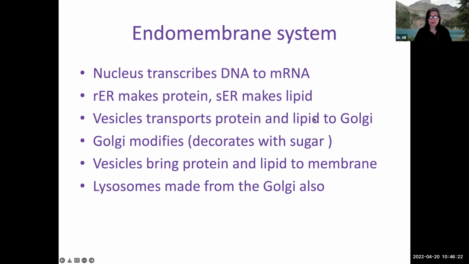What is the Golgi for? Well, one of its jobs is to modify things chemically, especially stuff that's going to leave the cell. It decorates them with sugar, a process known as glycosylation.